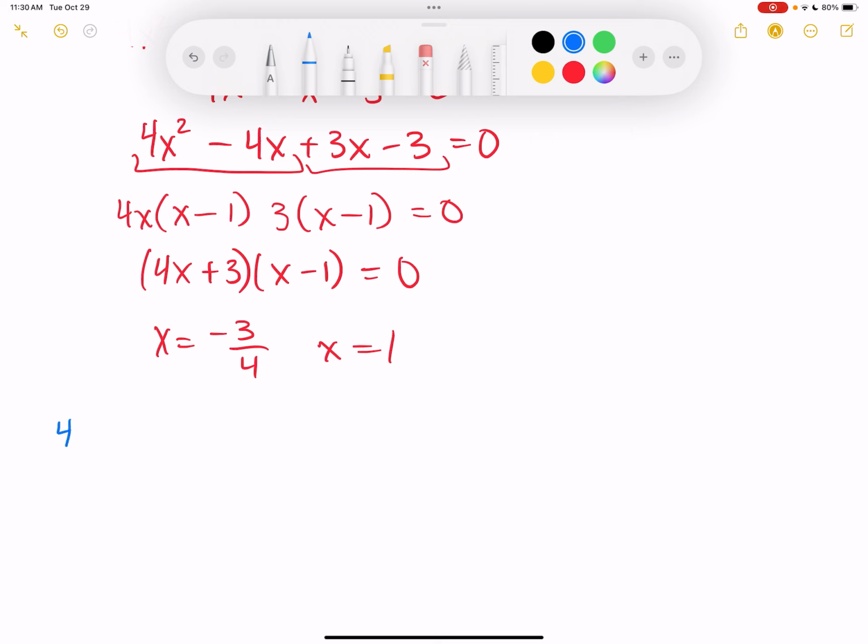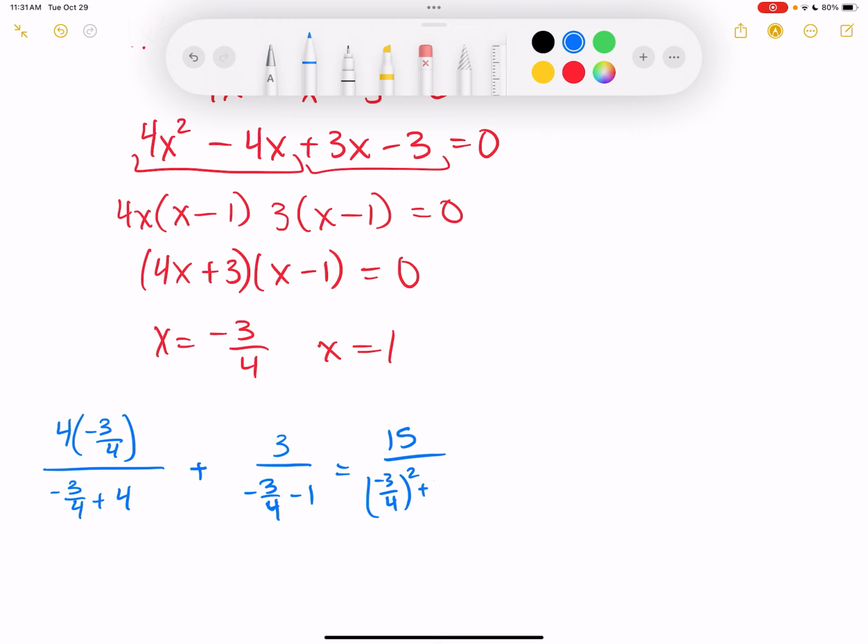So 4 times negative 3/4 over negative 3/4 plus 4 plus 3 over negative 3/4 minus 1 equals 15 over negative 3/4 squared plus 3 times negative 3 over 4 minus 4. It is the worst.